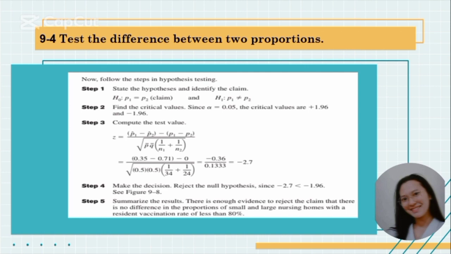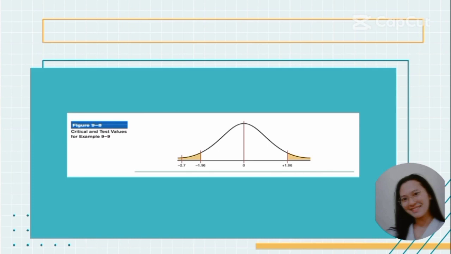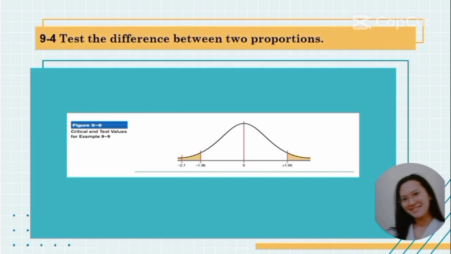Step 4: Make the decision. Reject the null hypothesis since negative 2.7 is less than negative 1.96. Step 5: Summarize the result. There is enough evidence to reject the claim that there is no difference in the proportions of small and large nursing homes with a resident vaccination rate of less than 80%. As you can see in the figure, the critical and test value, for example 9-9.